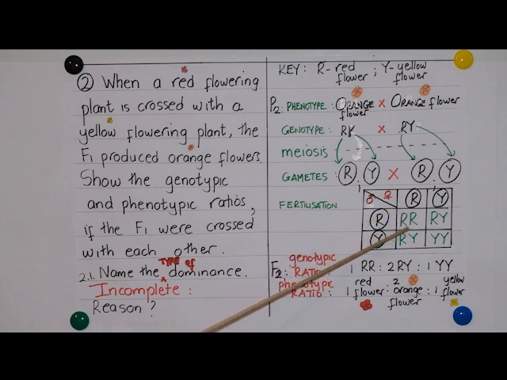Capital R plus capital R gives you two capital R's here. Capital Y times capital R gives you RY there, and capital R and capital Y gives you RY, and capital Y and capital Y gives you two capital Y's. So the F2 genotypic ratio is 1 homozygous, 2 heterozygous, and 1 homozygous. The phenotypic ratio is 1 red flower color is to 2 orange flower color is to 1 yellow flower color.